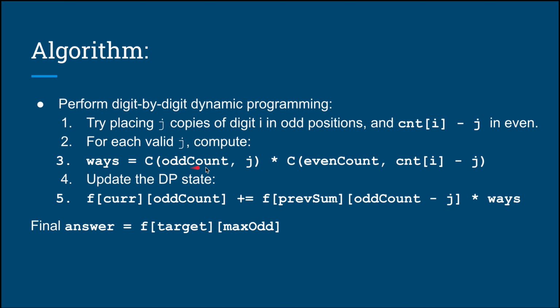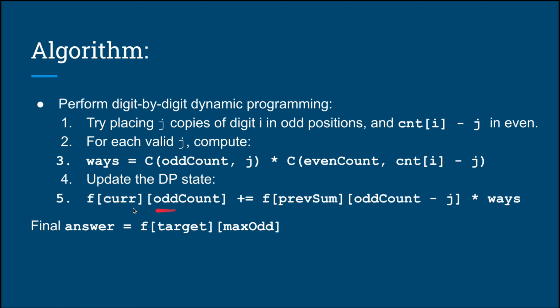So you understand these things, right? The C n k: here odd count is n and j is the k we have to choose, right? Similarly even count. Then how will we find the k? We'll take count at i minus j, and you will get the choose, right? Like that we will find the number of ways, and then finally we'll return the dp state.